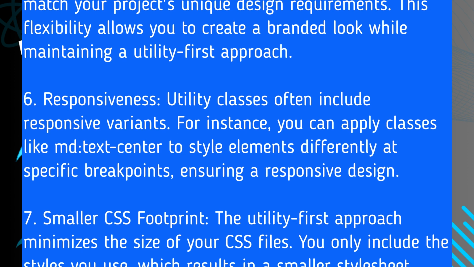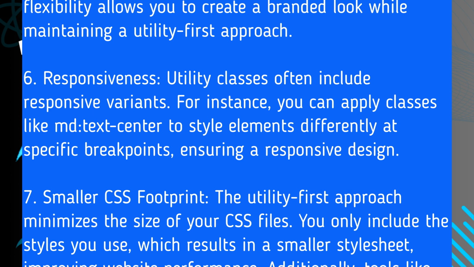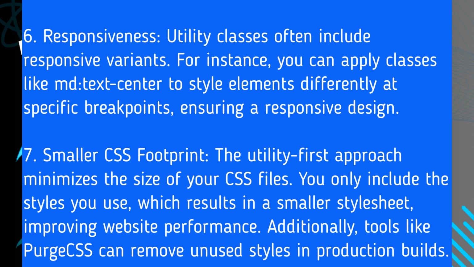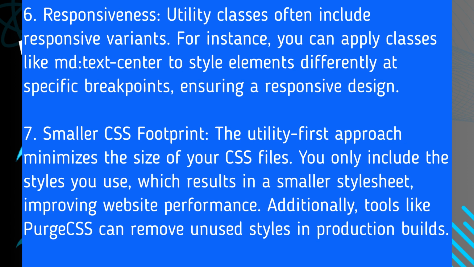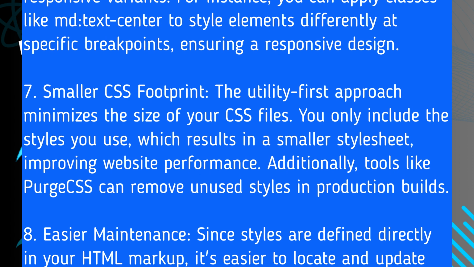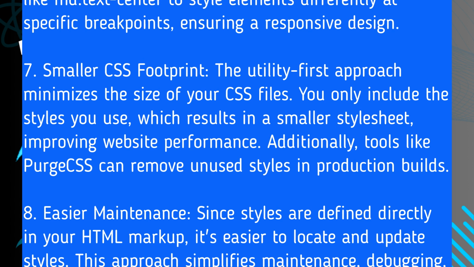7. Smaller CSS footprint. The utility-first approach minimizes the size of your CSS files. You only include the styles you use, which results in a smaller style sheet, improving website performance. Additionally, tools like PurgeCSS can remove unused styles in production builds.